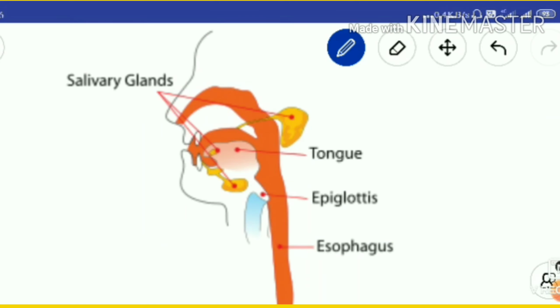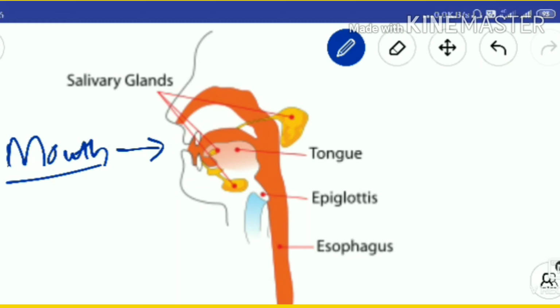Now you can see the labeled picture. See, this is the mouth. Okay, mouth is an opening through which we take the food. Okay, mouth is an opening through which we put the food inside our digestive system or inside our alimentary canal.